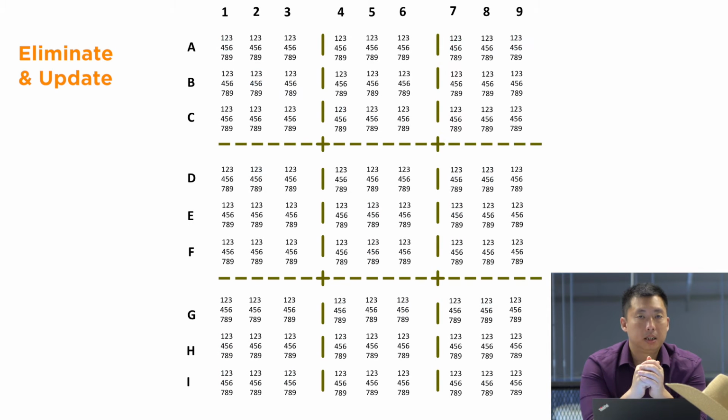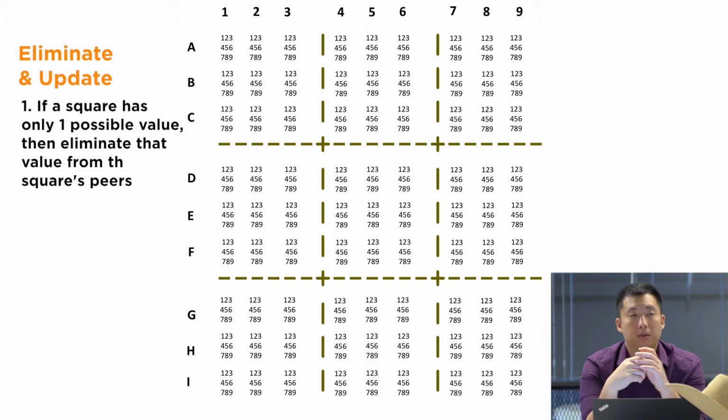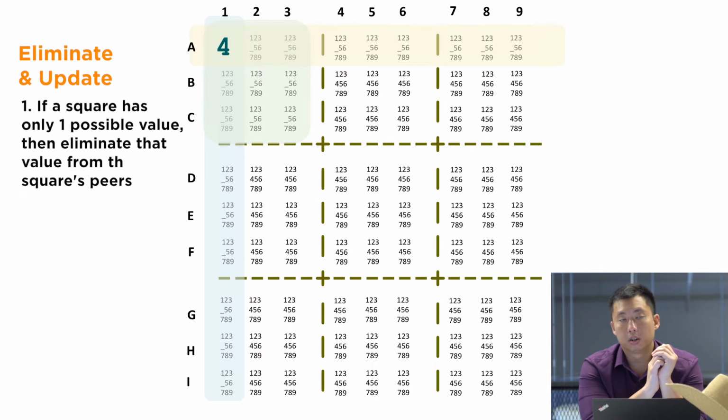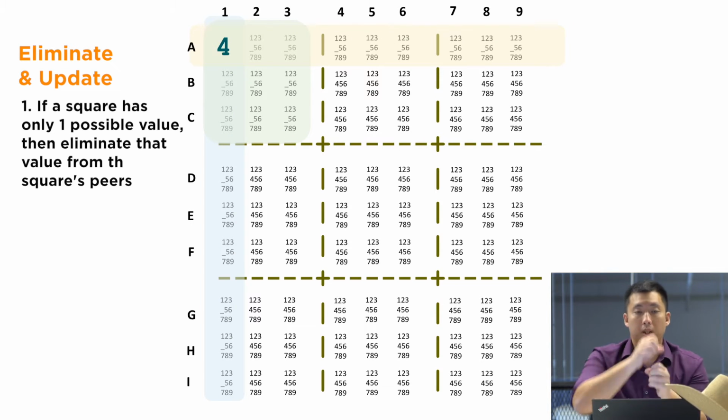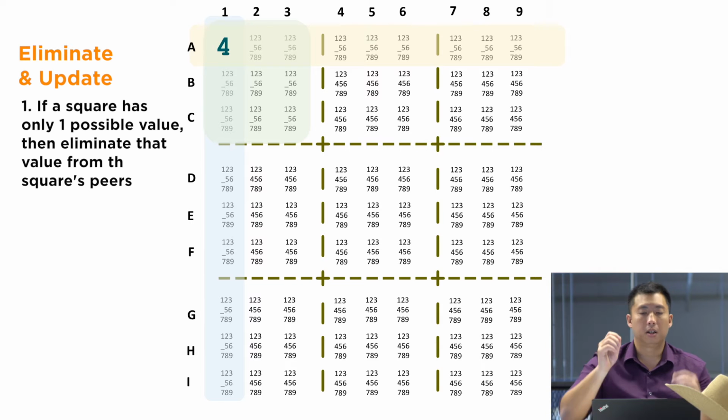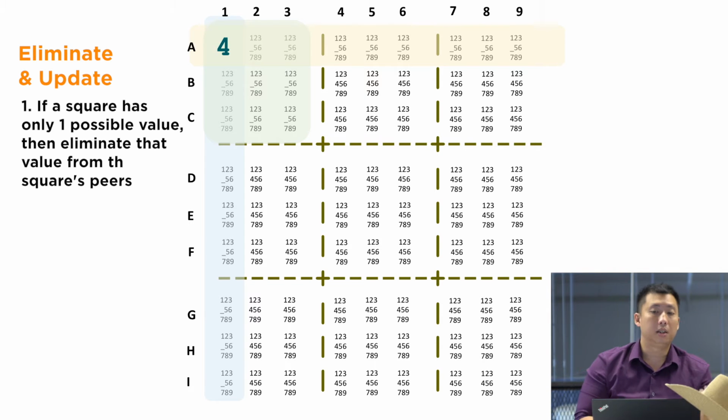Part 2 is about eliminating and updating the board, which are typical strategies used in Sudoku. Now, the first strategy, eliminate. If a square has a value, then we remove it from the square's peers. For example, A1 has the value 4. So what we'll do is remove the value 4 from the row A1 to A9, from the column 1, and the box that is bounded by A1, A3, C1, C3.